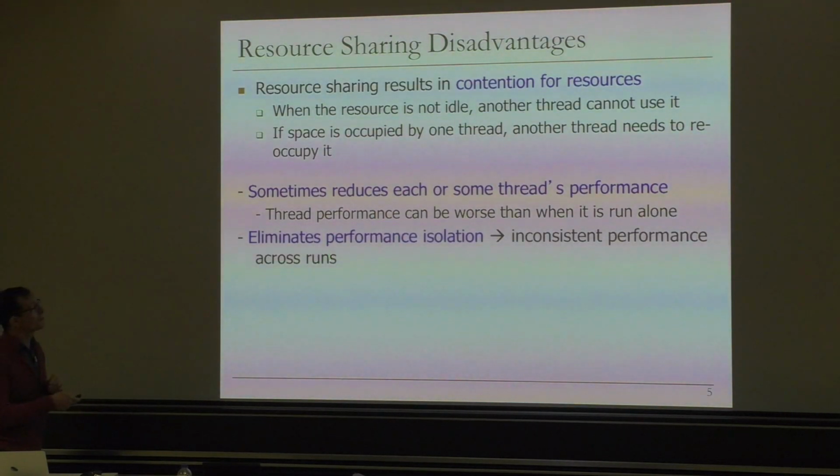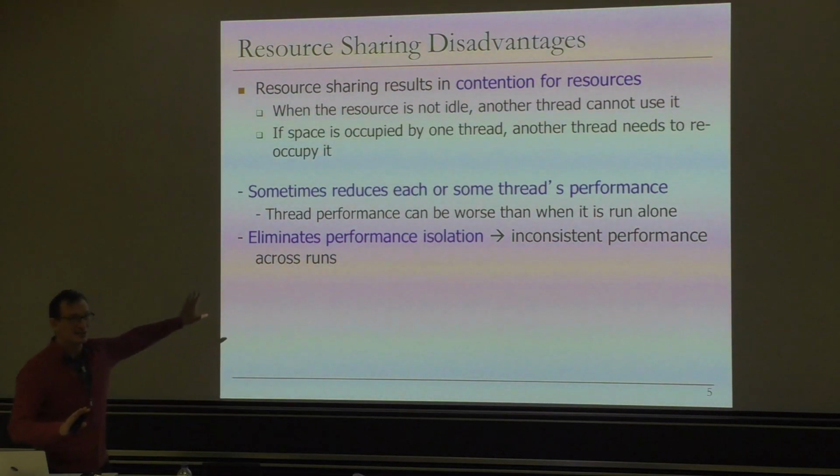This also eliminates performance isolation. Basically, you get inconsistent performance across runs. When you run with thread X, you get some performance. When you run with thread Y, your performance goes down by 10x. It's possible because your performance is now dependent on what else the other thread is doing, because resources are being shared with that thread. This makes a lot of things harder, as we will see.